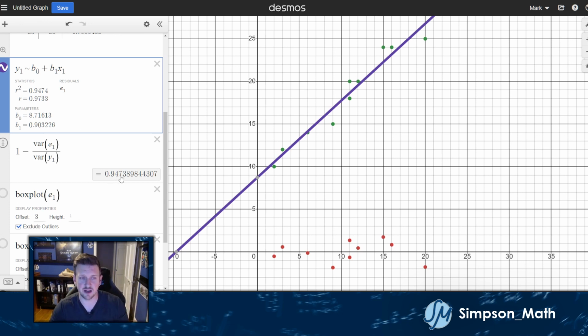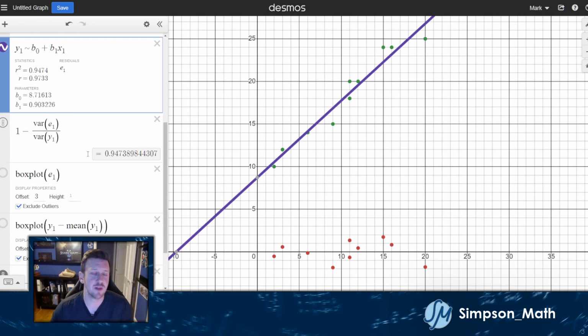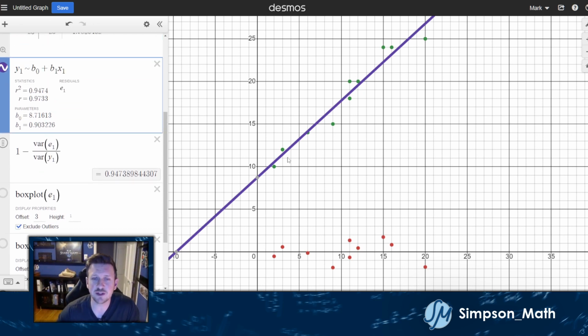I get 0.99473 or 9474. But if I take 1 minus the variance of my residuals divided by the variance of y1, and the residuals are also dependent upon R, I get R-squared. It kind of blows my mind. All right, so here's a little bit of visual representation about where this comes from.